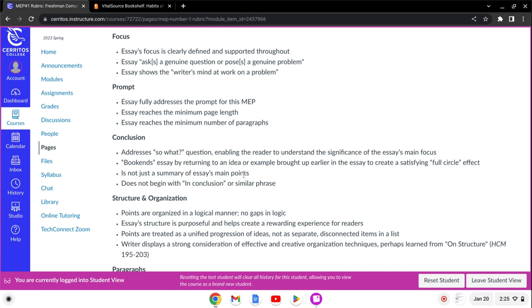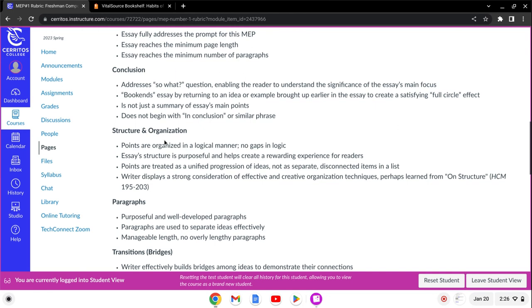We're moving beyond that. And the conclusion does not begin with the phrase "in conclusion" or something similar. That's kind of corny, okay? That's more appropriate in a speech. You know, you tell your audience, "Here's my conclusion." But in an essay, that should be apparent. If you're addressing the so what question, if you're creating that satisfying bookend, it should be apparent to your readers that that's the conclusion. You don't need to announce it.